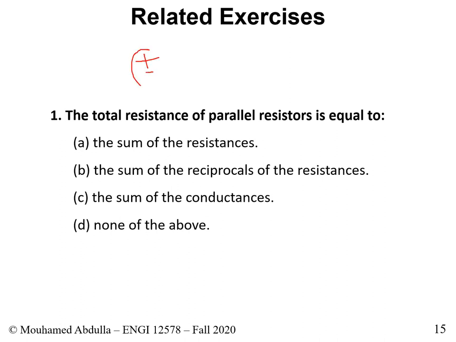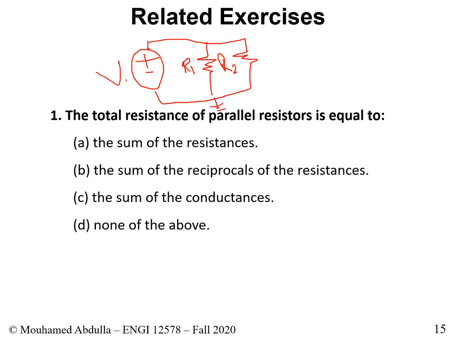We have some source. We have a resistor here. Let's say we have two resistors in parallel. This is your R1. This is your R2. This is your ground. This is your VS. This is your IS. This is your I1, and this is your I2. And the voltage that is dropped around R1 is plus here, minus here, V1, and plus here, minus here, V2.